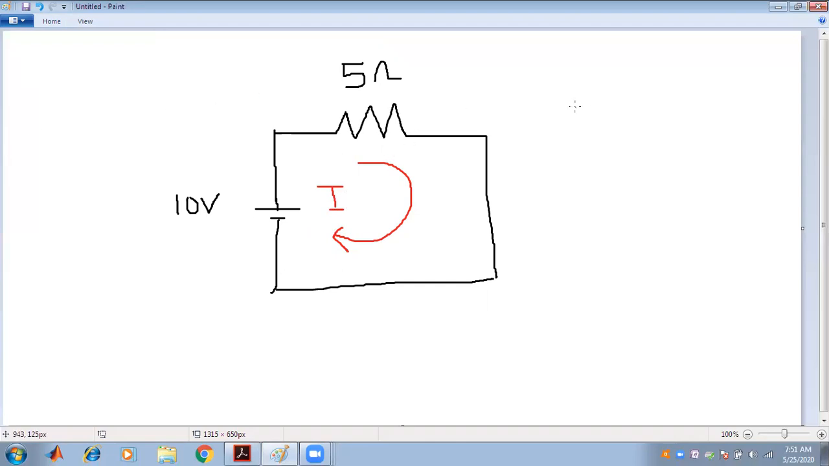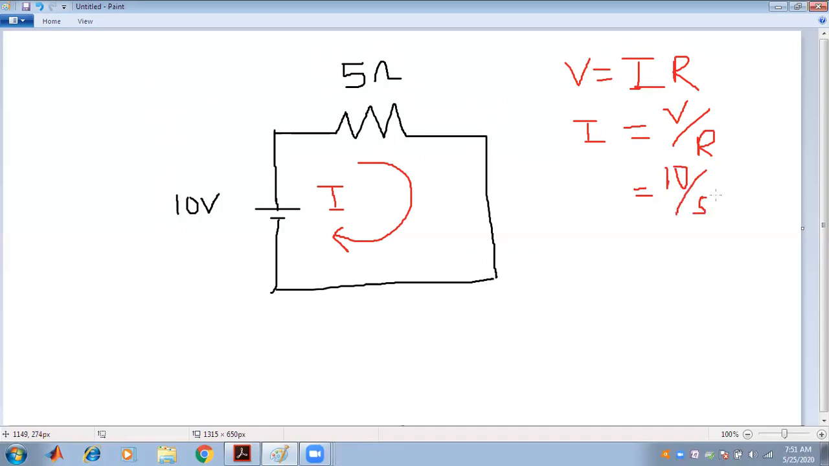In order to find the value of I, we all know that V equals IR from Ohm's law. This is the mathematical representation of Ohm's law. So we can easily find that I equals V by R, that is 10 by 5, equal to 2 ampere.